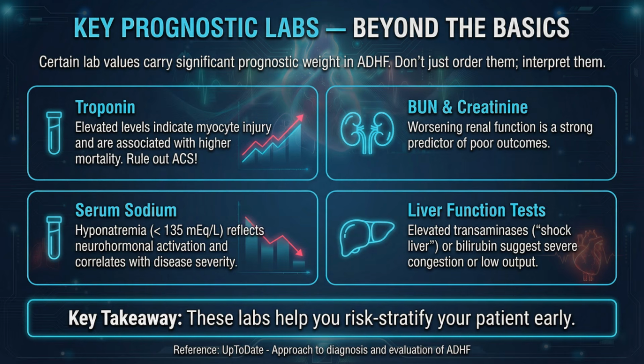outcomes. Hyponatremia, or a serum sodium less than 135, is not just an electrolyte abnormality. It reflects severe neurohormonal activation and correlates with disease severity. And finally, elevated liver function tests, or a shock liver, suggest severe congestion or a very low cardiac output. These labs give you a crucial early window into your patient's prognosis.